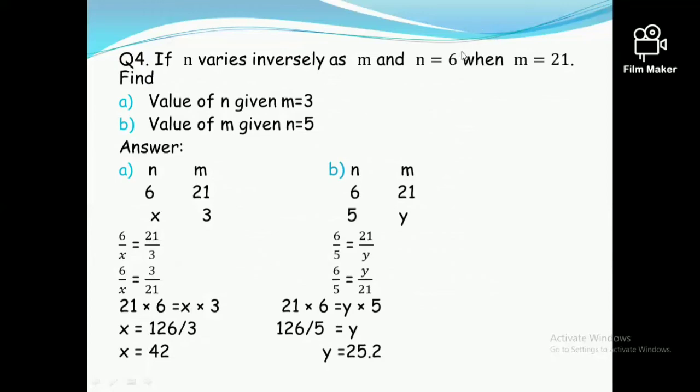Again, if you use the same relationship, n is 6 and m is 21. Find the value for m. We don't know the value for m when n equals 5. Then 6 divided by 5 equals 21 divided by y. Then what is the next step? Change up and down. Then cross multiply. 21 into 6 is equal to 5 into y. 21 into 6 is 126. Bring the 5 to the other side, divided by 5. The answer turns out to be 25.2.